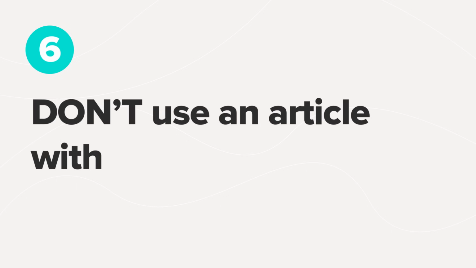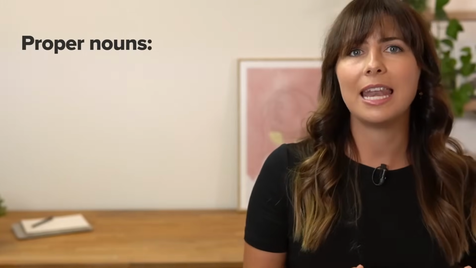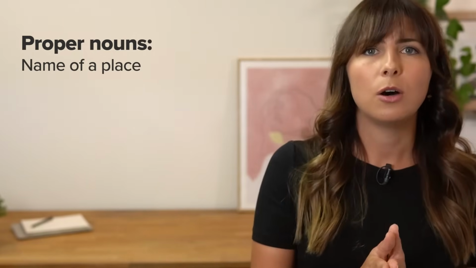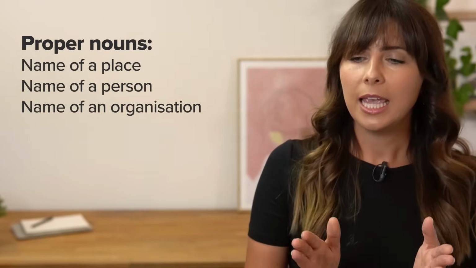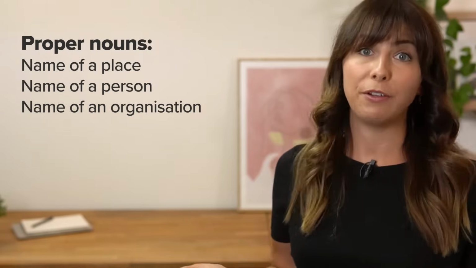Don't use an article with these proper nouns. Proper nouns are nouns that name a specific place or person or organization. In English, they are always written with a capital letter because they're very important. In general, we don't use articles with proper nouns. Well, if only it was that simple. This one is probably the trickiest rule in this lesson, so I want you to focus. I want you to come back here, focus on what I'm talking about.